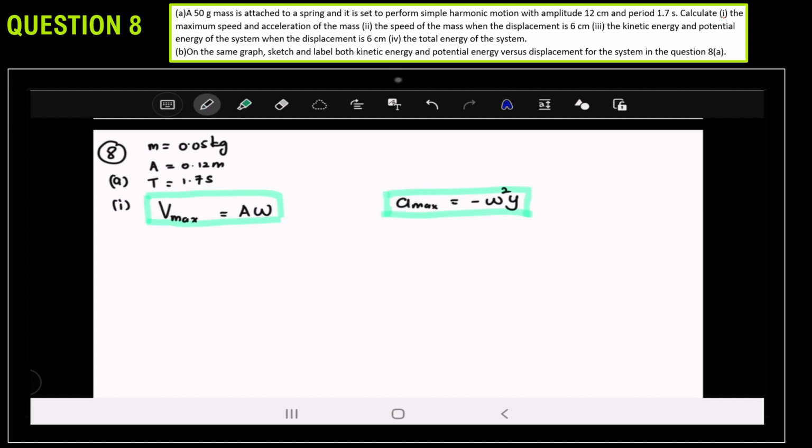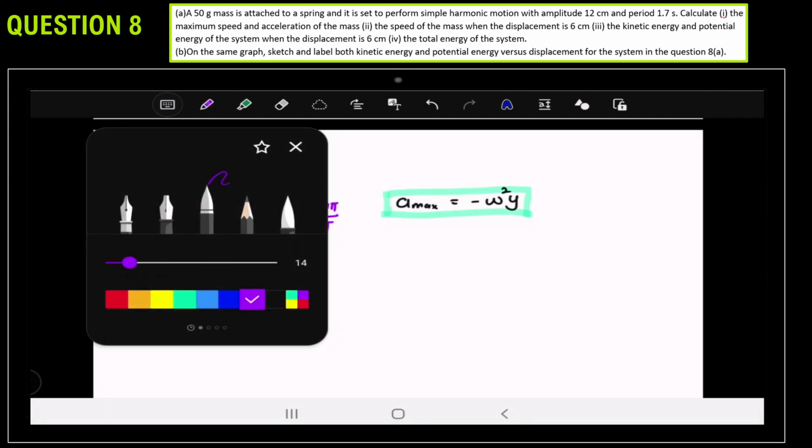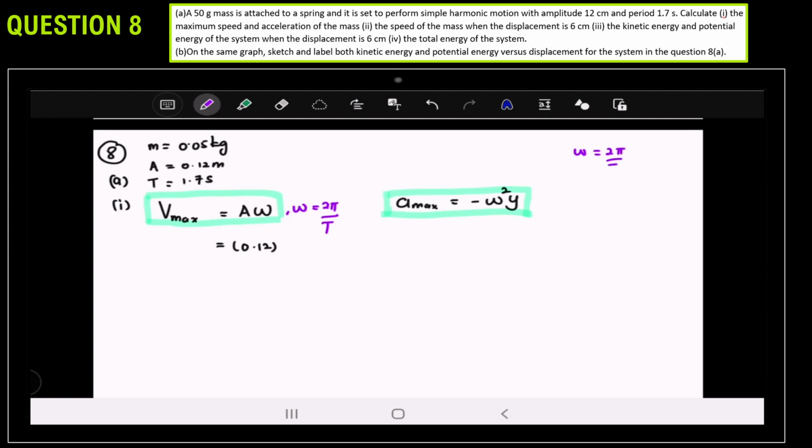Alright, so now we can calculate omega, since we know that omega is equal to 2 pi over T. Here we can substitute straight into the equation where A is equal to 0.12, or we can calculate omega separately. Omega is equal to 2 pi over 1.7, so omega is equal to 3.696 radian per second. Then we can substitute here, omega is equal to 3.696, and V maximum is equal to 0.444 meter per second. So this is the answer.